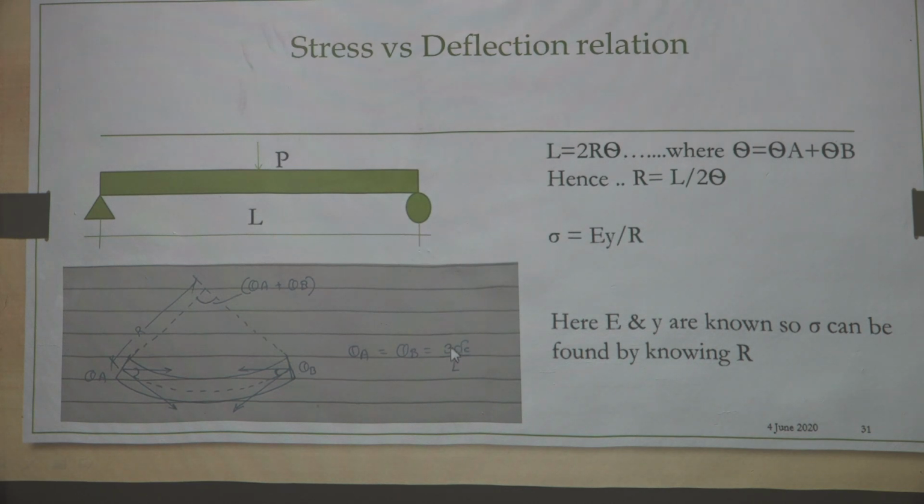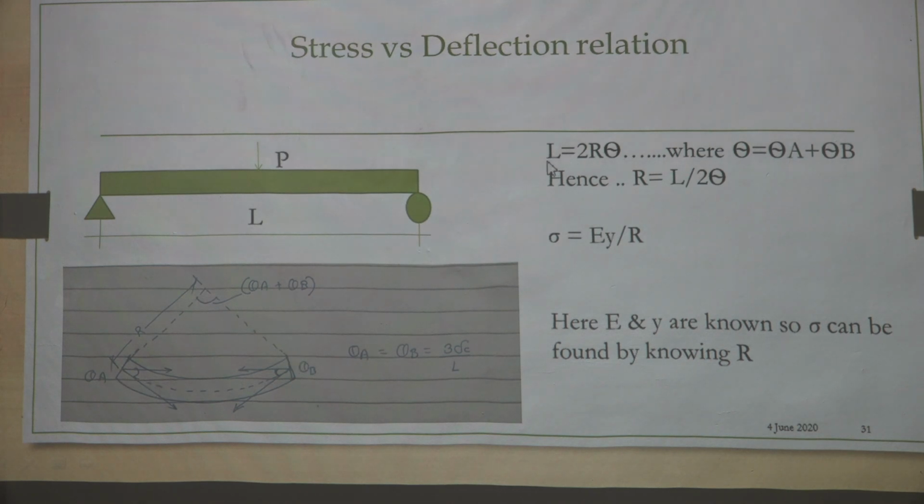Why is it 3 delta C by L? If you substitute the value of delta C here, it is WL cube by 48 EI, and if you compensate that L and 3, obviously we get the value of the slope, which is WL square by 16 EI. What is the use of this? Further, this equation we are going to utilize for more understanding in terms of the stress or strain.